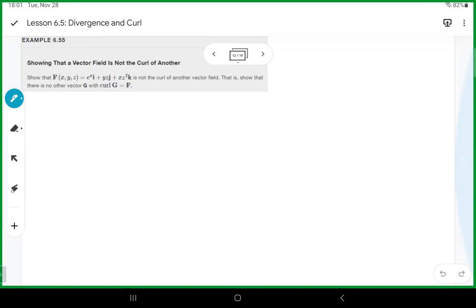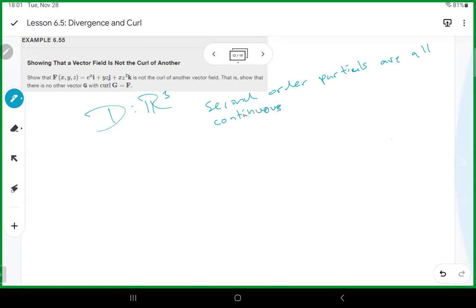All right, so here's what we want to notice. The domain for F is in 3 space. The second order partials of F are all continuous. Hopefully you guys know how to spell that word better than me. So therefore we can apply the previous theorem to F.